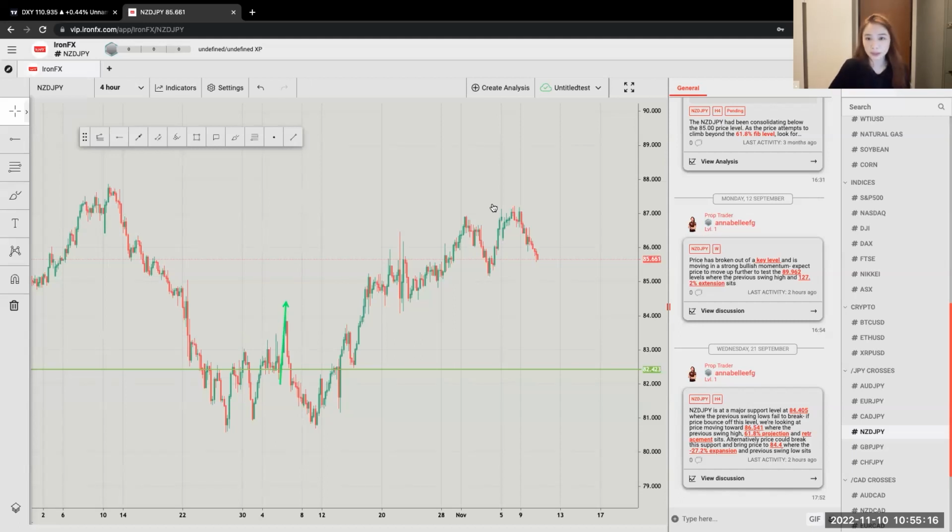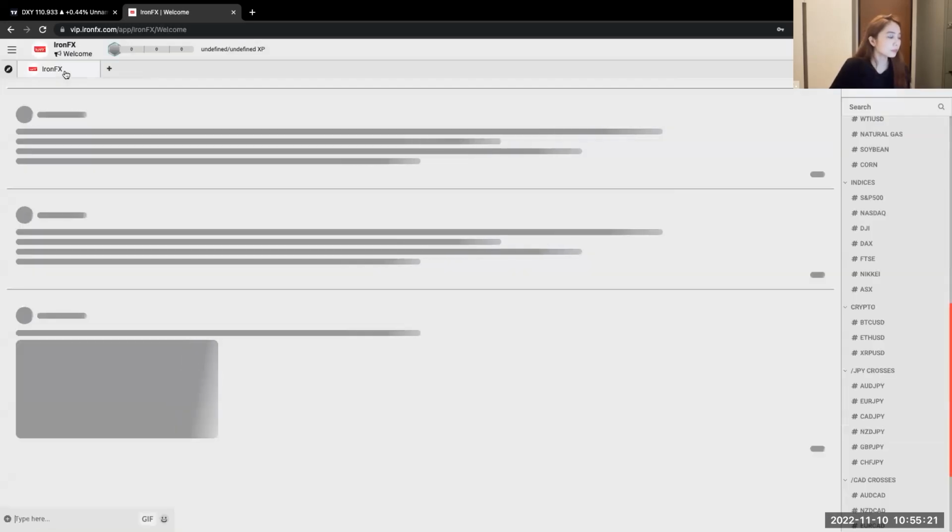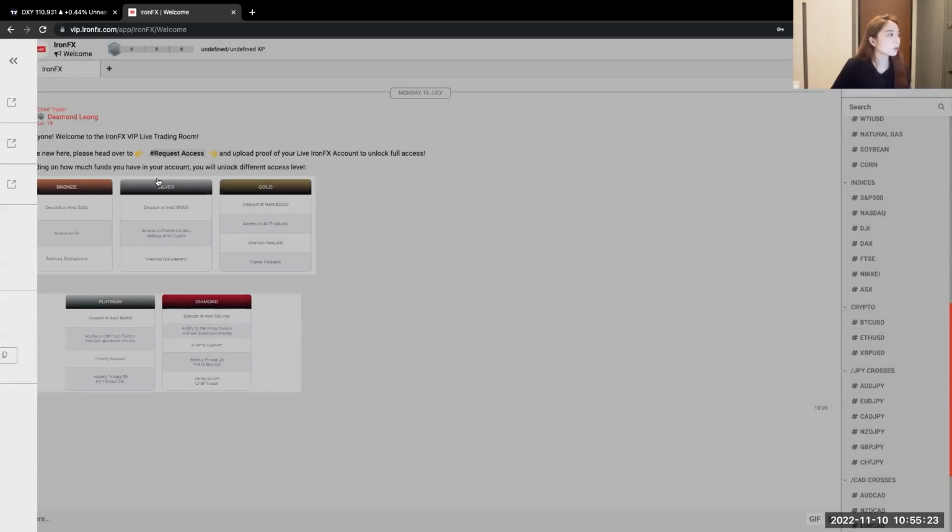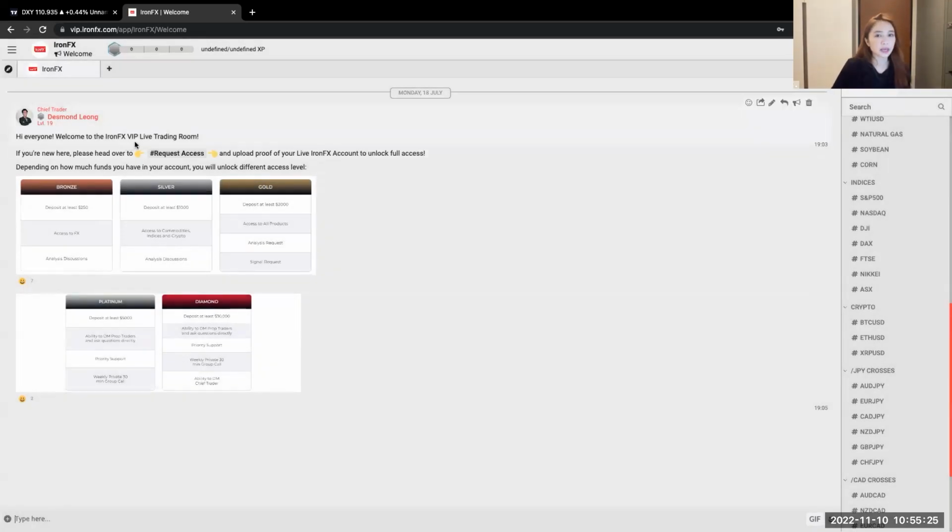And for IronFX only, it's the IronFX VIP live trading room. If you're new, you can hit request access. Depending on how much funds you have in your account, you can unlock different access levels. Starting with bronze, which is 250, then silver at 1,000, gold at 2,000, platinum at 5,000, and diamond at 30,000.